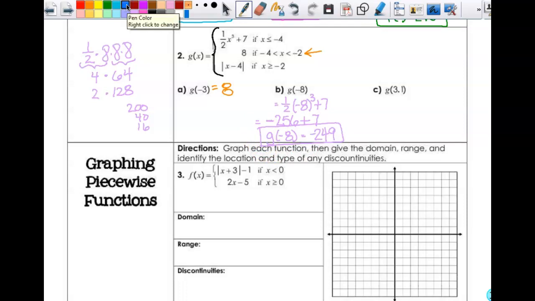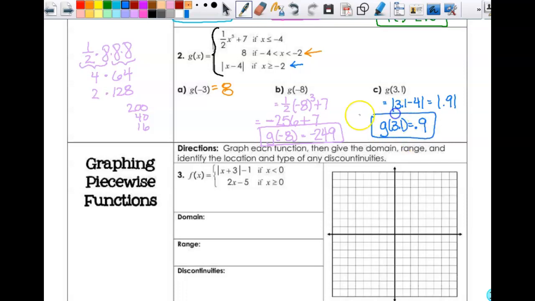Any questions? All right, you do that last one. Just 0.9, right? All right, there we go. What questions do you have?